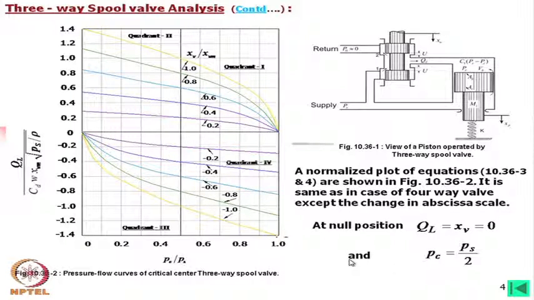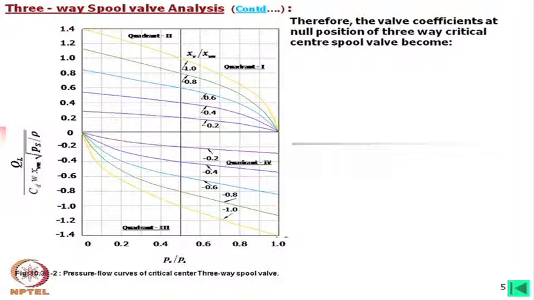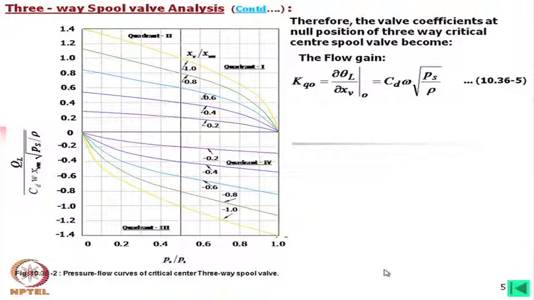Now, what we find is the control pressure P c is P s by 2, because we have taken the area ratio 2. So, at that condition P s by P c is equal to 2, that means P c by P s is equal to 0.5, this means here. What we consider is that Q L is equal to 0 and our control pressure is here at null position. Therefore, the valve coefficients at null positions of a 3-way critical center spool valve can be written from this.